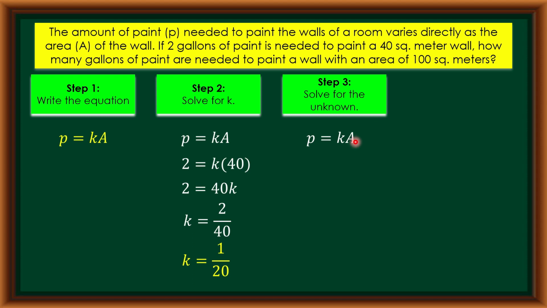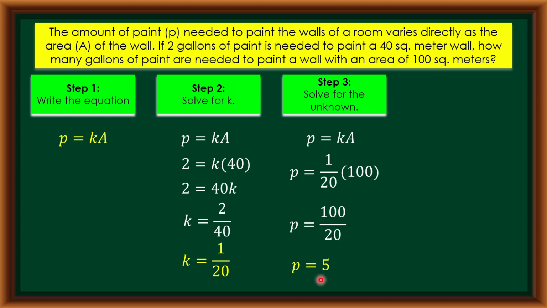Therefore, for the unknown variable, it is letter P, or the amount of paint needed. So we have P is equal to 1 over 20, the value of k, times 100, the area of the wall. Multiplying these two, P is equal to 100 over 20, and 100 divided by 20 is equal to 5. Therefore, the value of P is equal to 5.